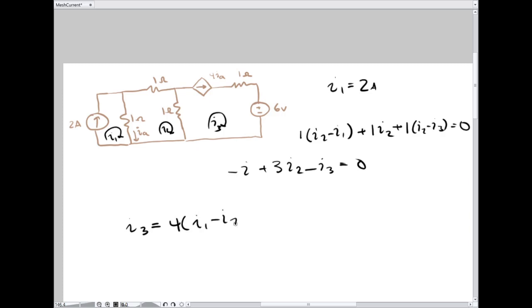I1 minus I2. This current source is hanging out on the outside, so it's going to determine what this mesh current is. It doesn't matter what this voltage source says. It doesn't matter if there's a resistor here. They don't contribute anything to what the mesh currents are.